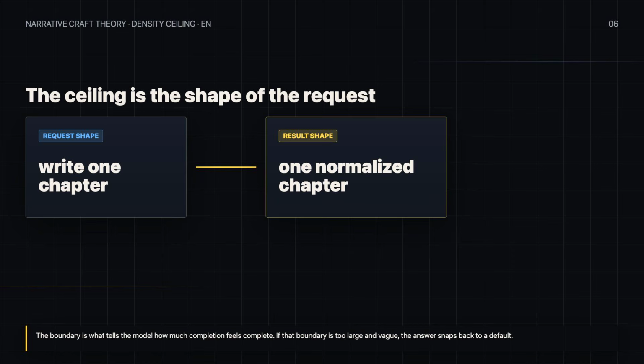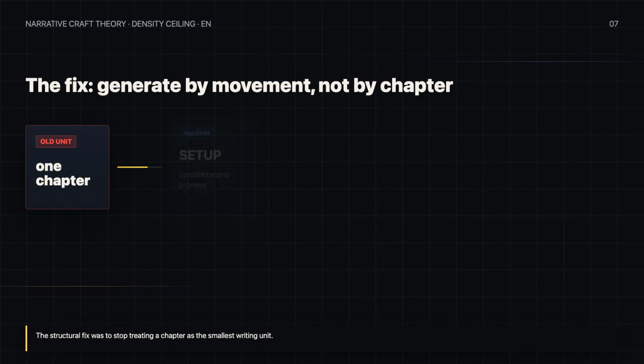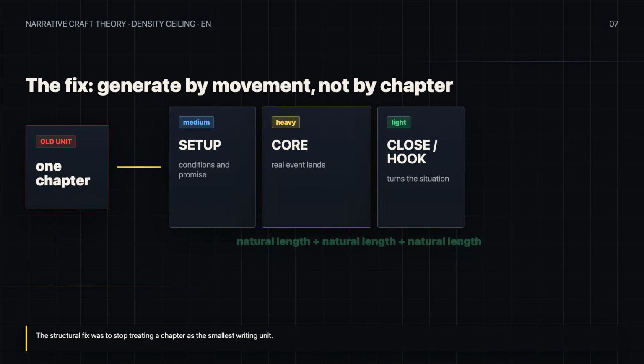The boundary is what tells the model how much completion feels complete. If that boundary is too large and vague, the answer snaps back to a default. Once you see it that way, the fix stops being a cleverer instruction. The fix is to change the unit being requested. The structural fix was to stop treating a chapter as the smallest writing unit.